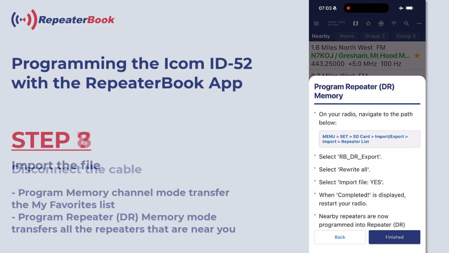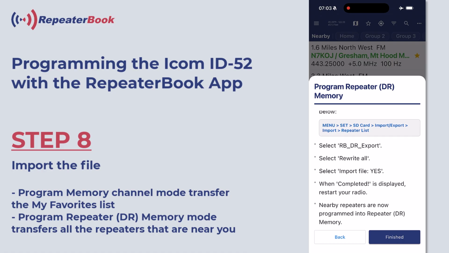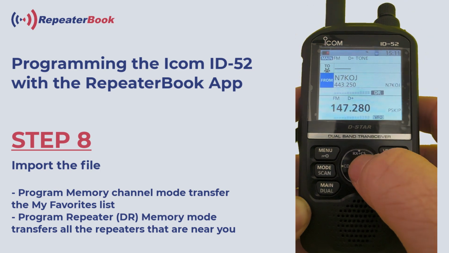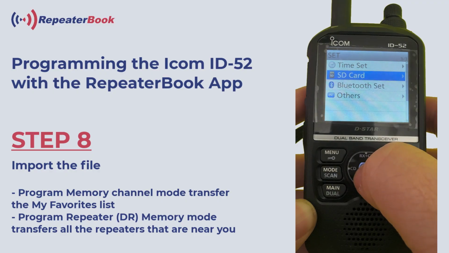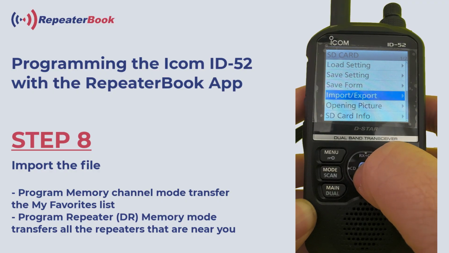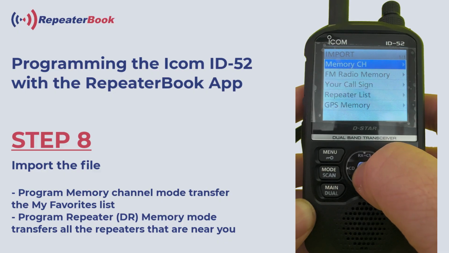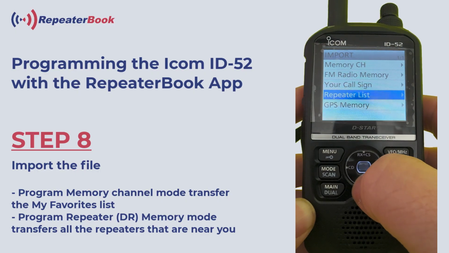Step 8. The CSV file is now stored on the microSD card, but it has not yet been imported to the radio's operating memory. To import a DR repeater list, press the radio's menu button. Select Set, SD card, Import Export, then Import, and finally Repeater List. Then select the file you just saved.